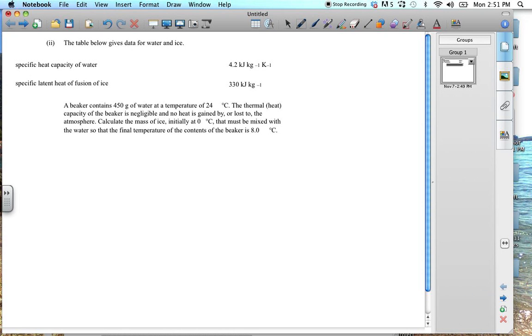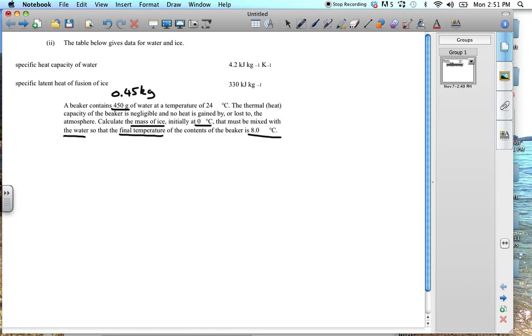We have a beaker that contains 450 grams, or 0.45 kilograms. Remember, we always work with kilograms, at a temperature of 24 degrees Celsius. The thermal heat capacity of the beaker is negligible and no heat is gained or lost to the atmosphere. So basically we're saying that everything is taking place within the water and the ice. Calculate the mass of ice initially at 0 degrees Celsius that must be mixed with the water so that the final temperature of the contents is 8 degrees Celsius.